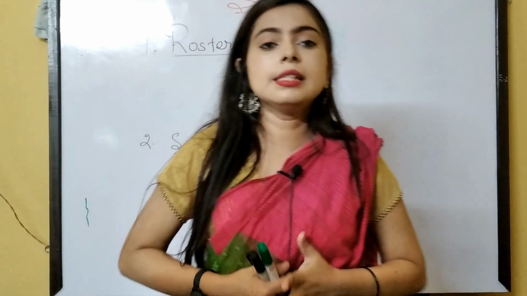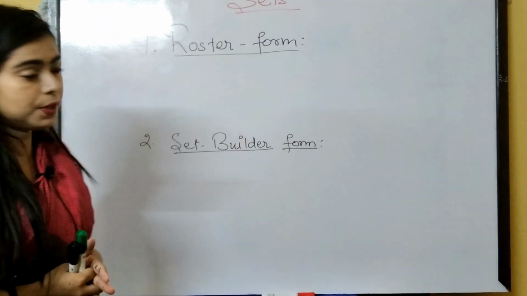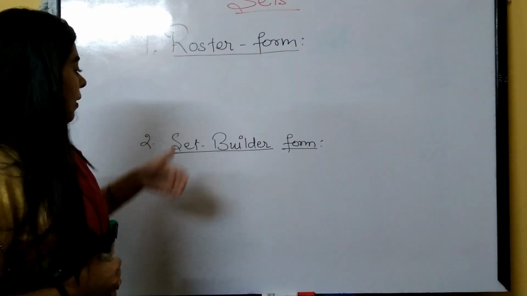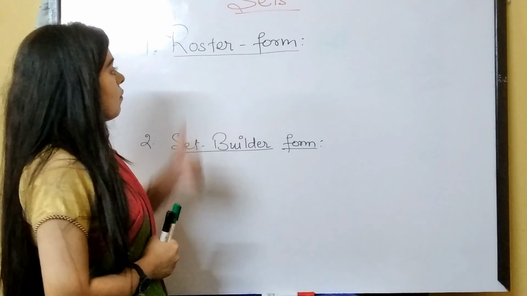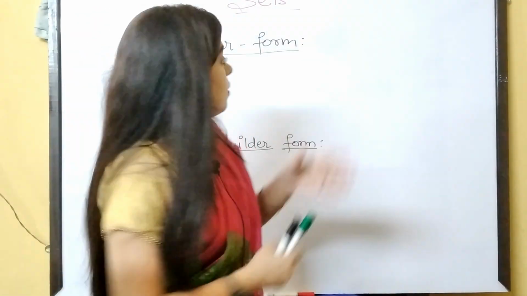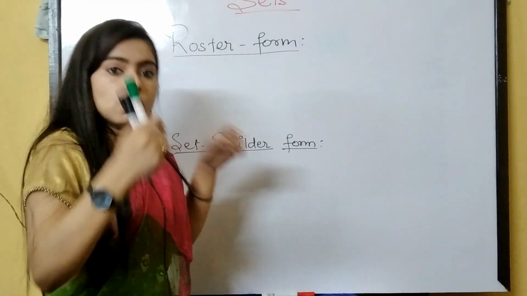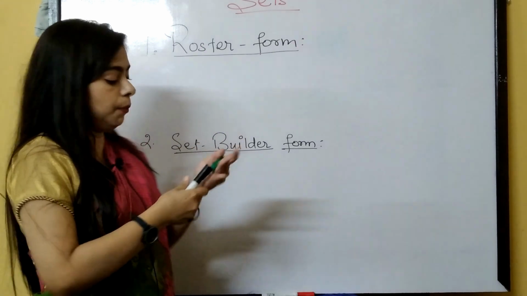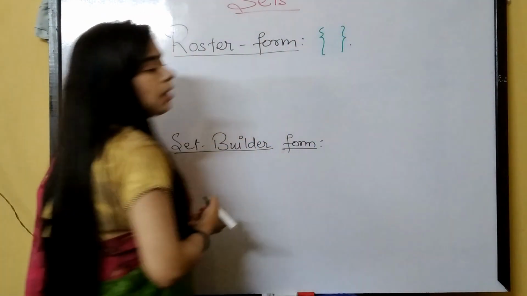Okay, now we will see how to describe sets. So there are two ways in which we can describe sets. One is the roster form and the other one is the set builder form. Let's talk about the roster form. This roster form is also known as the tabular form. So what do we do over here? In the roster form, we list all the elements or the members of that set within curly braces.